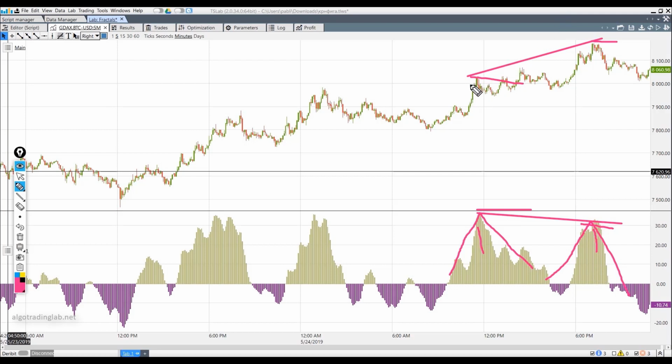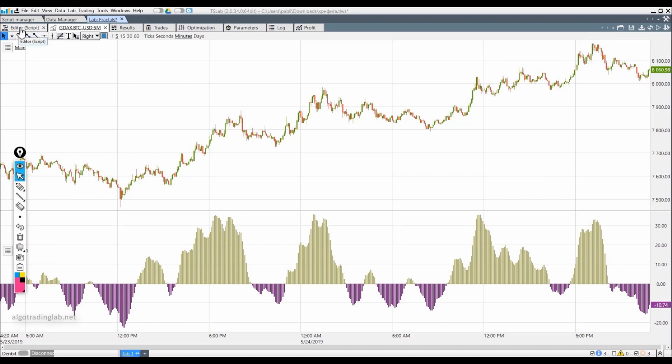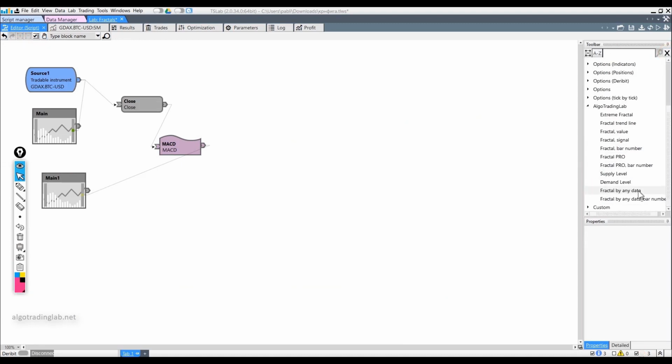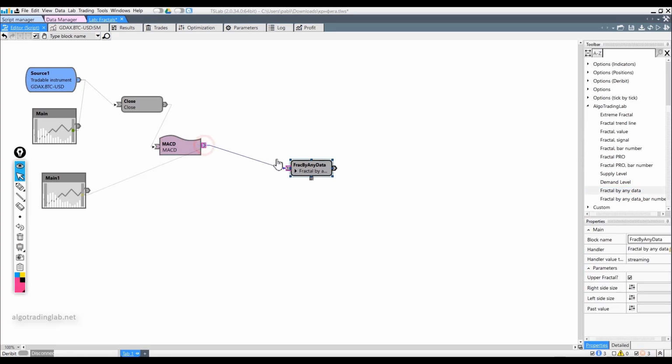As a second option, we can also build fractals on candles and compare the price of their peaks, highs. The price at the tops of the fractals should increase, while the values of the MACD fractals should decline. Let's go with the first method. In this scenario, we are going to use a fractal by any data by number block. Before we do this, we need to build fractals on the MACD indicator. Let's connect it.